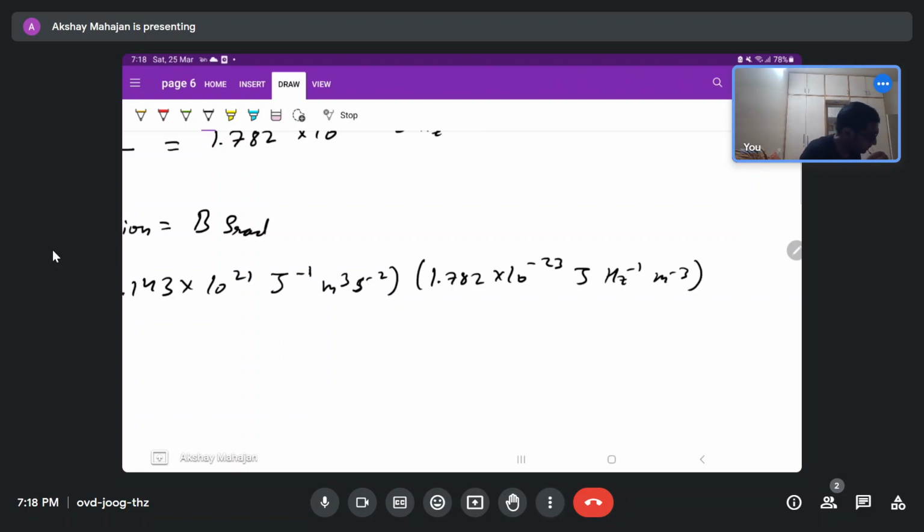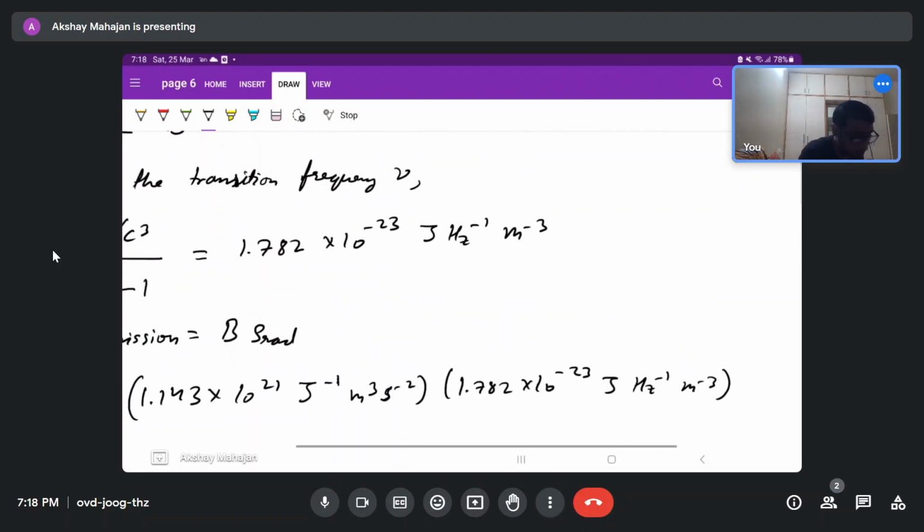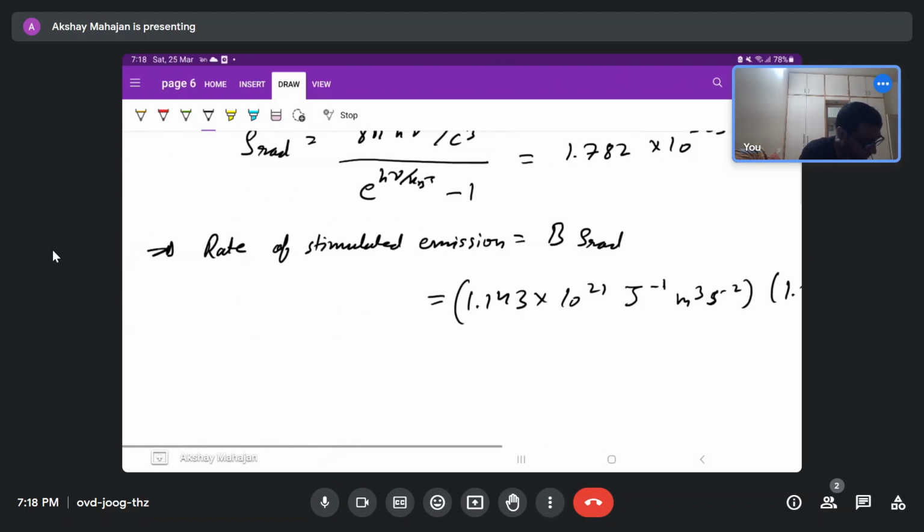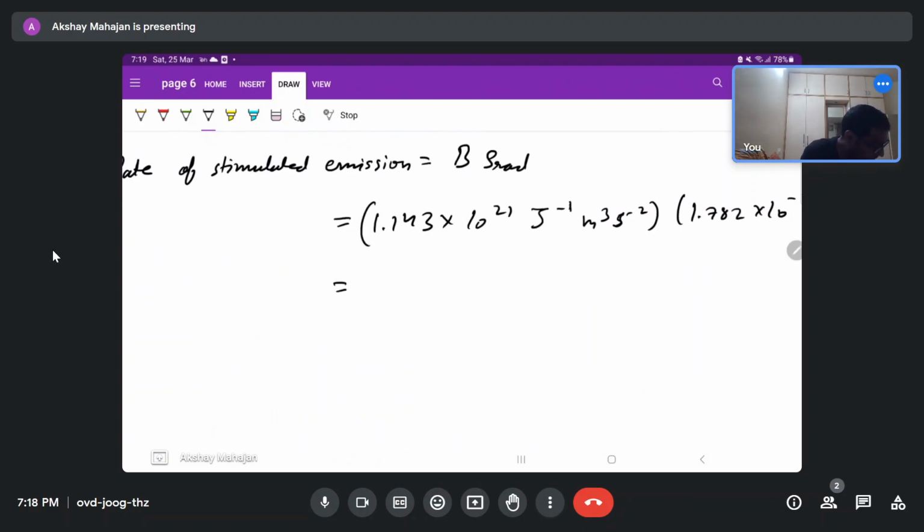Right. So from here you can see joule inverse, joule cancel out, meter cancel, and ours is second inverse. We can answer in second inverse only, so the units are right. And what we will get is this rate of stimulated emission defined as 2.036 into 10 to the power minus 2 second inverse.